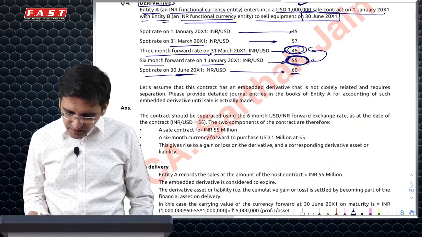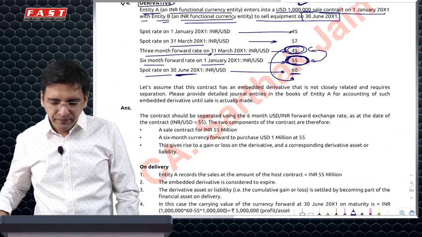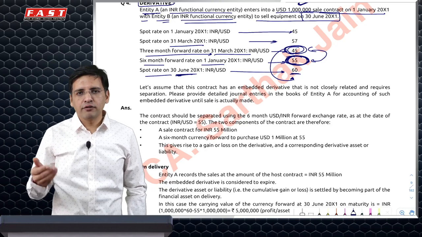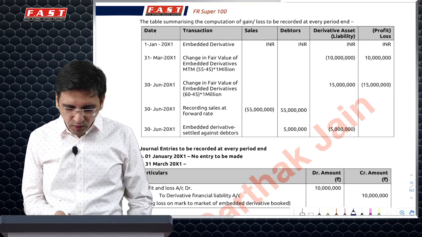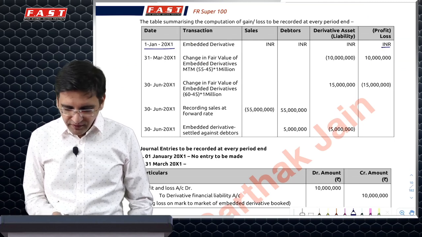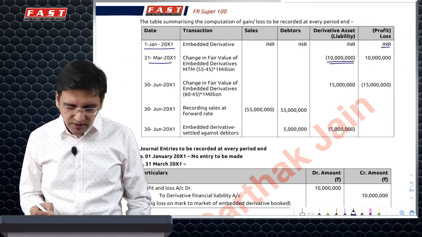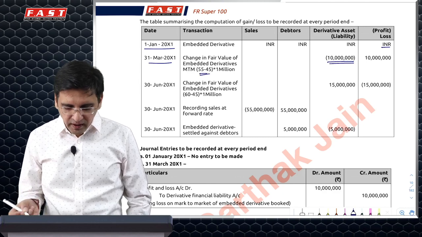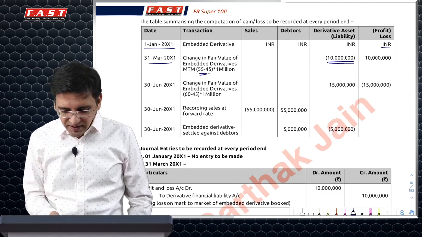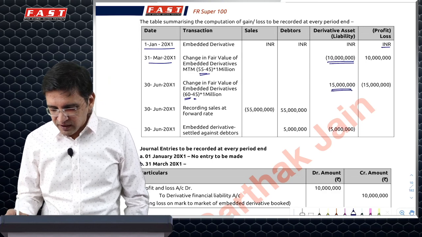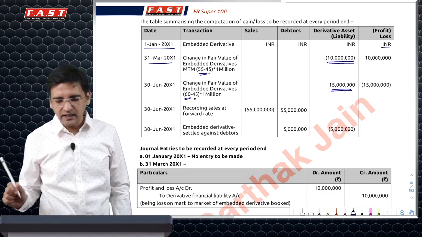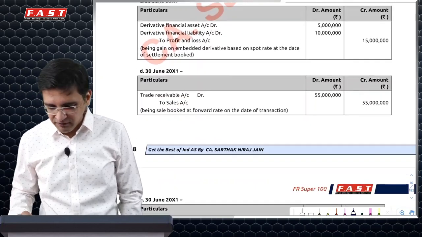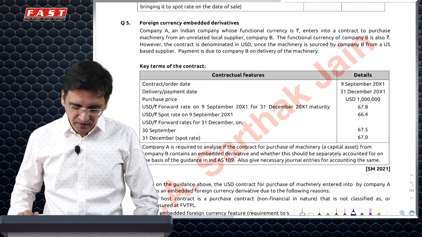And then finally the settlement happens at 60, which means I have made a gain of 15, which is 15 million. Based on this, what entries do I do? On day 1, I'll do no entry. On 31st March, I'll have to book a loss of 10 million because 45 is the forward rate and the value has gone down. But then settlement happened at 60, so I'll book a gain of 15. Overall, my net gain would be 5 lakh rupees and my sales in that case would be recognized at 55 million only. You can see the journal entries for it.